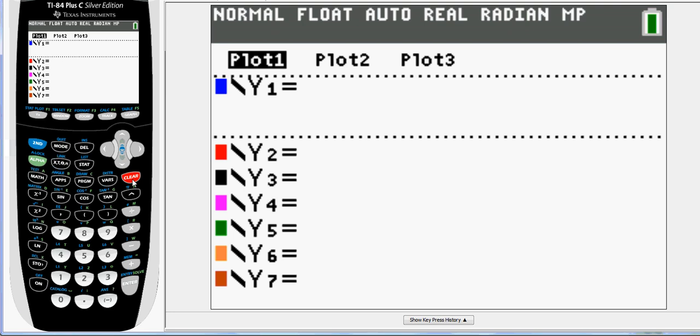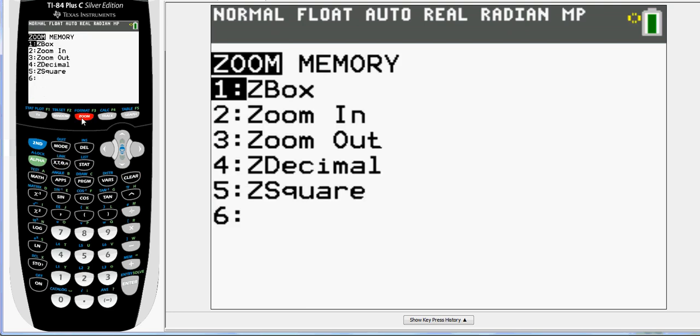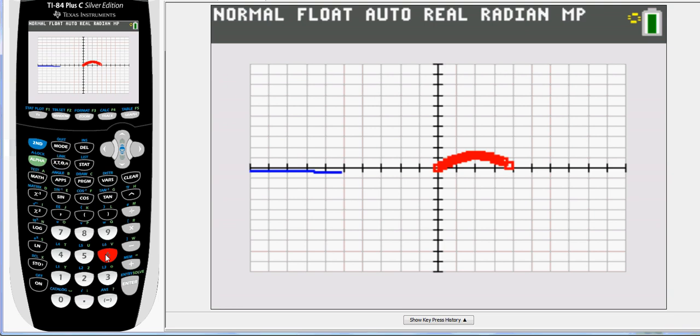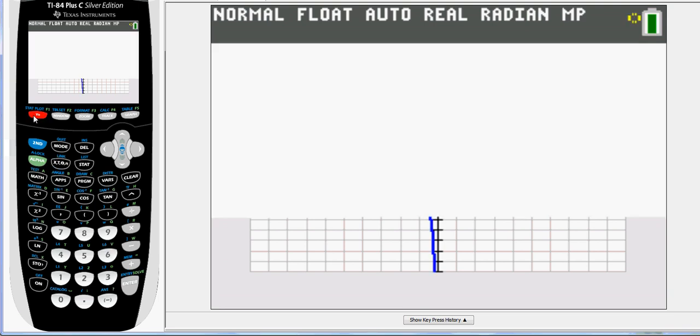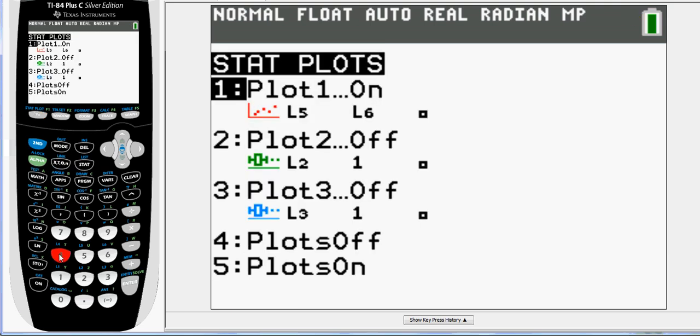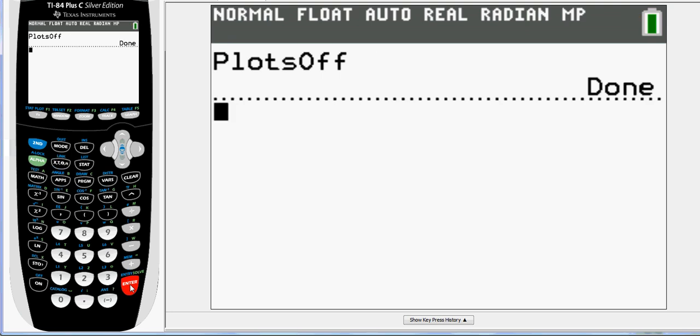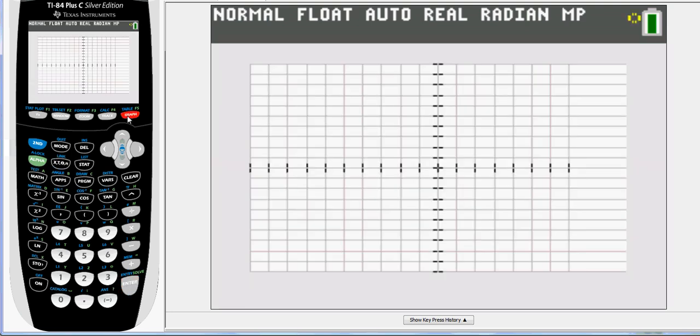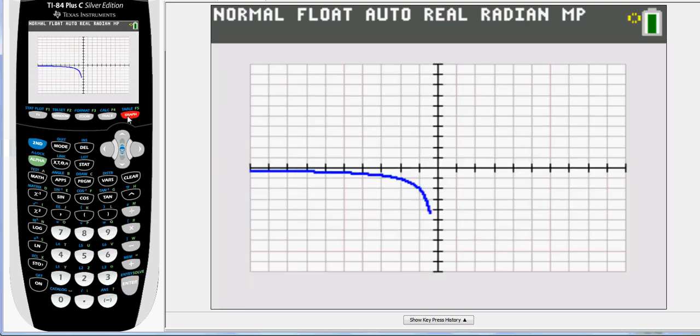All right, hang on one second. 2 divided by x. Oops, I've got something on here. I don't think I have anything else. And let me turn my stat plots off. That's probably what I have on there. All right, sorry. Okay, here we go. So this is what it looks like.